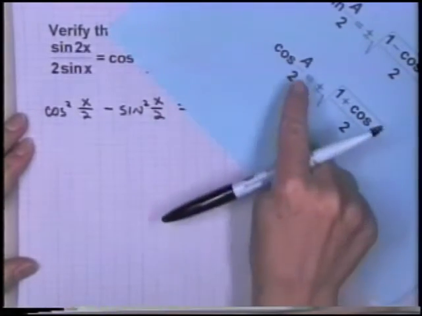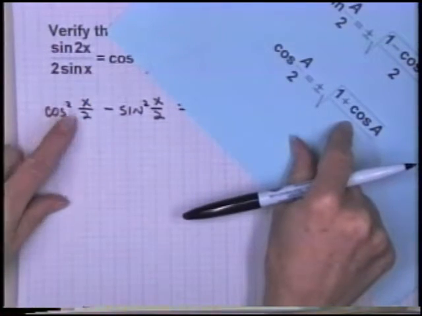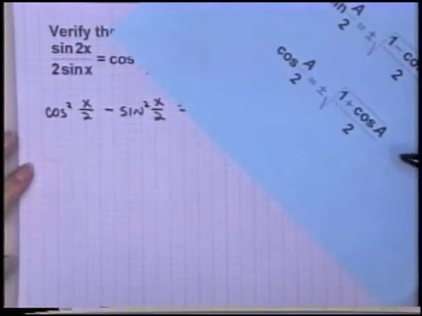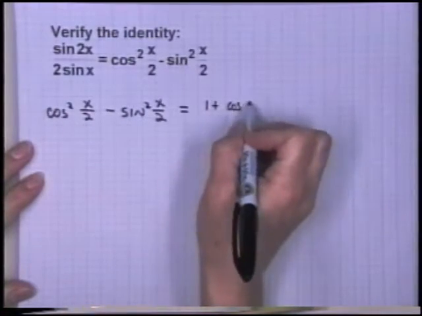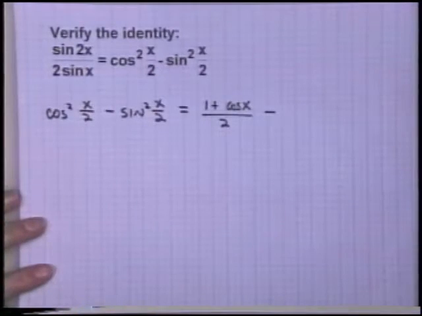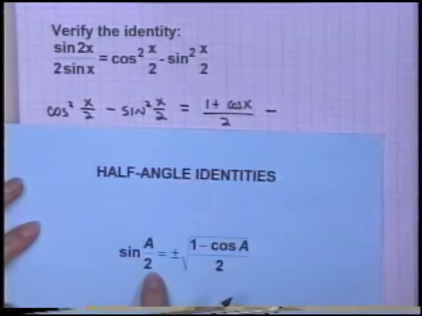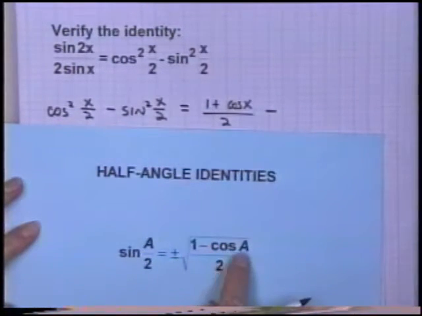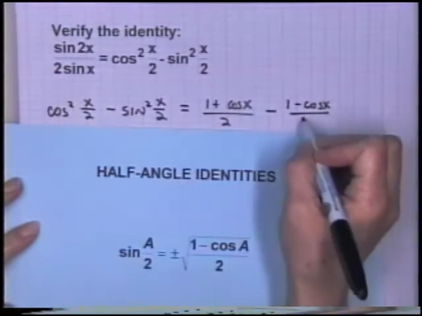Now, let me slide this back up here a little bit. It's kind of catty corner, but maybe you can see it. We've got an x instead of an a, and we're squaring both sides. So on the cosine, we're going to get 1 plus cosine, in our case x, all over 2. So 1 plus cosine x all divided by 2. Now we're subtracting, aren't we? And now we're going to square this sine of, in our case, x over 2. So we'll remove the radical when we square. 1 minus cosine x divided by 2.